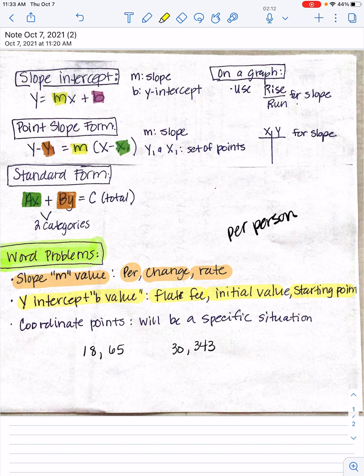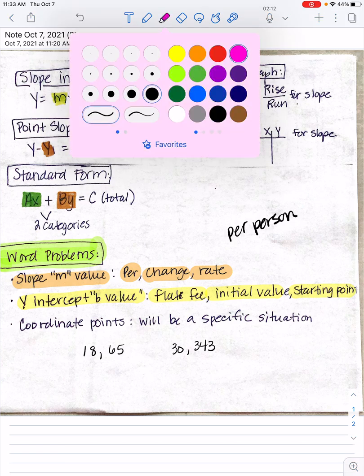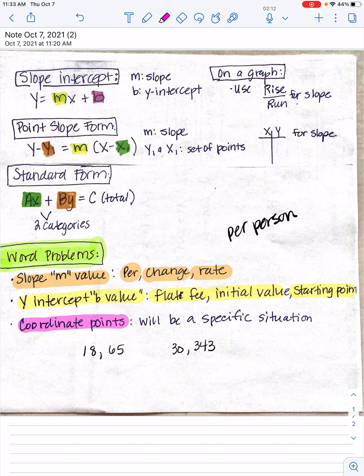And then lastly, if you don't have either or, any words like per, change, rate, or if you can't tell if it's a flat fee, initial value, or starting point, it most likely is going to be coordinate points. And these are just really specific situations. I just made these up. So this could indicate on day 18, there were 65 worms on the trash can lid. And then on day 30, there were 343 worms on the trash can lid. So it's going to be pretty specific to the problem.